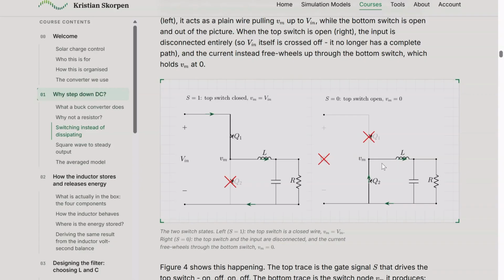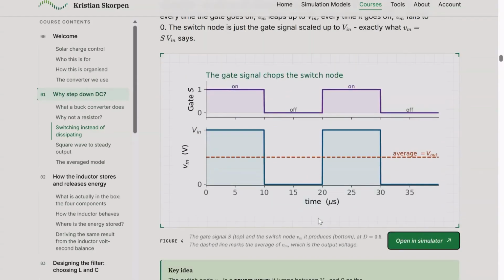Here you can clearly see that Vm would in this case be equal to 0, and here it would be equal to the input voltage. Now, if we look at a plot of this, you can see that when the gate signal is high, we'll also get a Vm which is high.